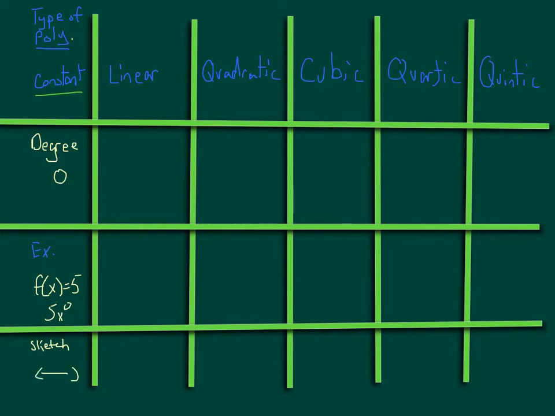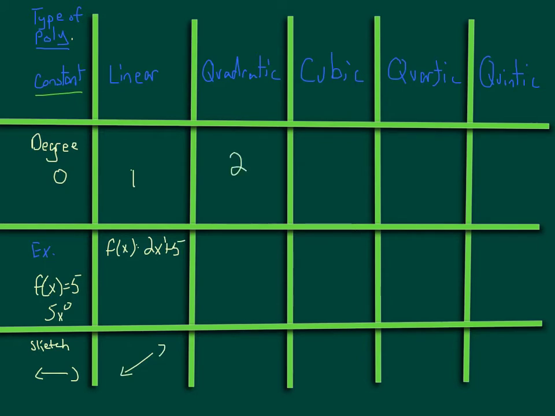We talked about those in chapter 1. Secondly, what if you have a linear polynomial? Well, it's got a degree of 1. An example would be f of x equals 2x plus 5. You should recognize that as slope-intercept form. It's to the first power, that's the highest power, and it's just a line. It has slope.